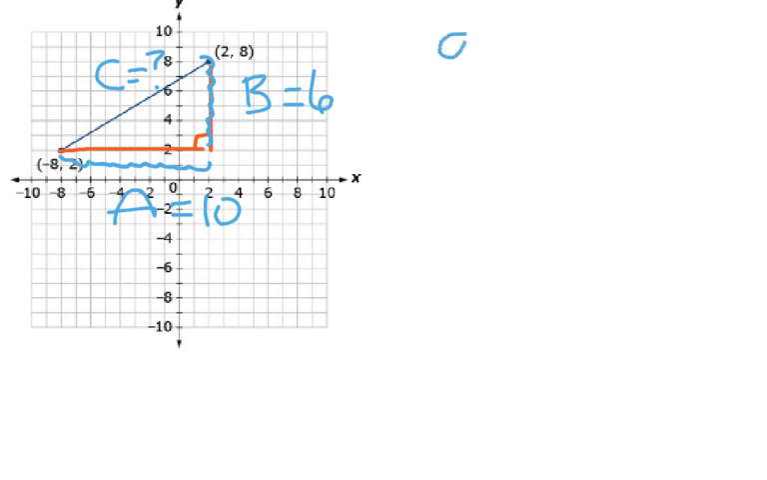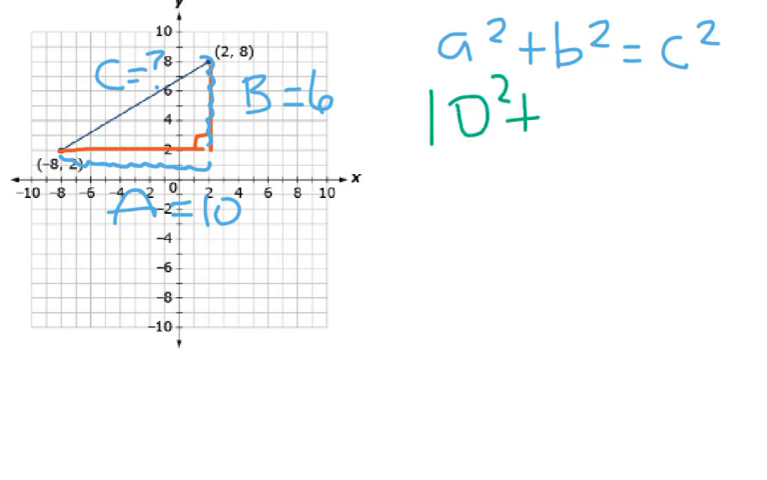So I'm going to take my original equation, A squared plus B squared equals C squared. And now I'm just going to substitute in the numbers that I have. So I know that A is 10, so I have 10 squared plus B, which is now 6 squared. And then I still don't have C, so I'm going to leave it alone.